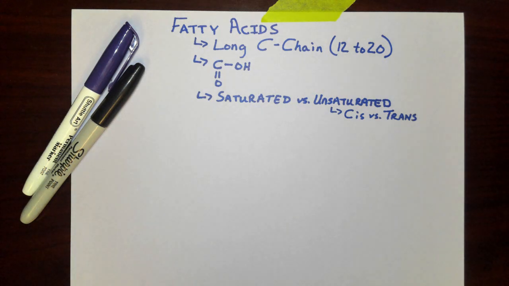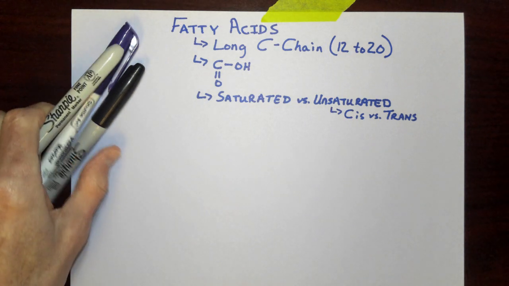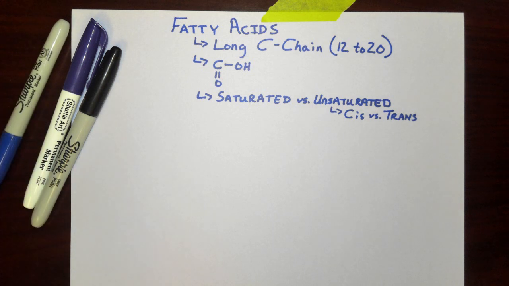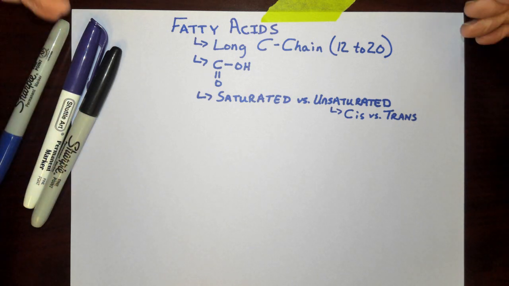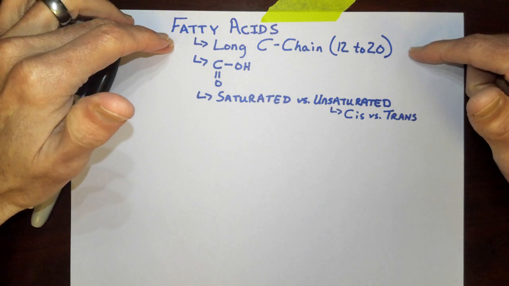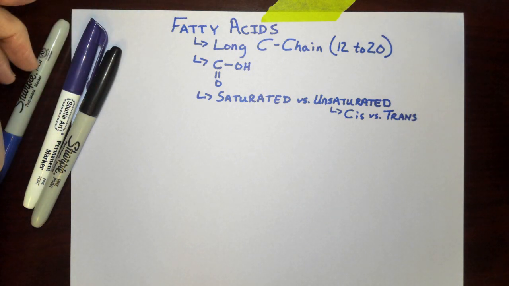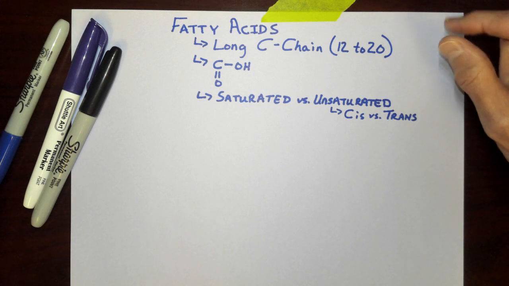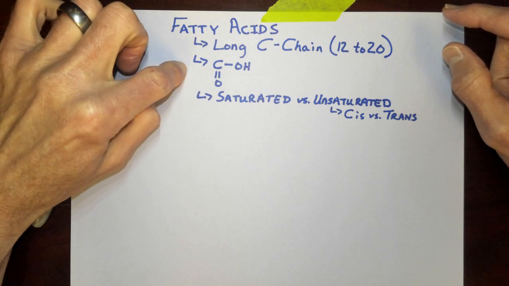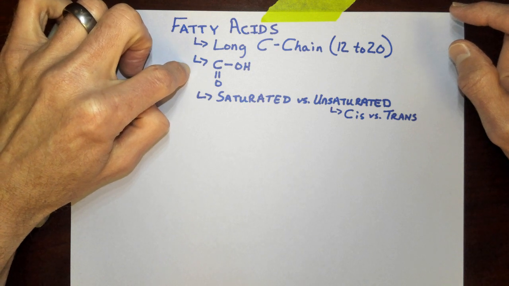Okay, as we begin chapter 17, let's take a look at fatty acids. A brief overview of what is a fatty acid, since this chapter focuses on lipids. Fatty acids, we can characterize them as long carbon chains, typically 12 to 20 carbons in length. So we've got long carbon chains that are unbranched. On the end of the chain, we have a carboxylic acid group.